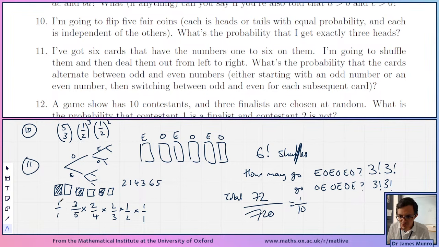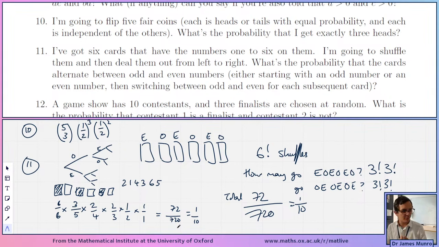So I suppose this is all 6 out of 6. And the number along the top there is how many things sort of agree with what I was doing along the way. And I think that simplifies down nicely to be 72 over 720, which is what I'm saying. So it's kind of a series of probabilities of things happening.